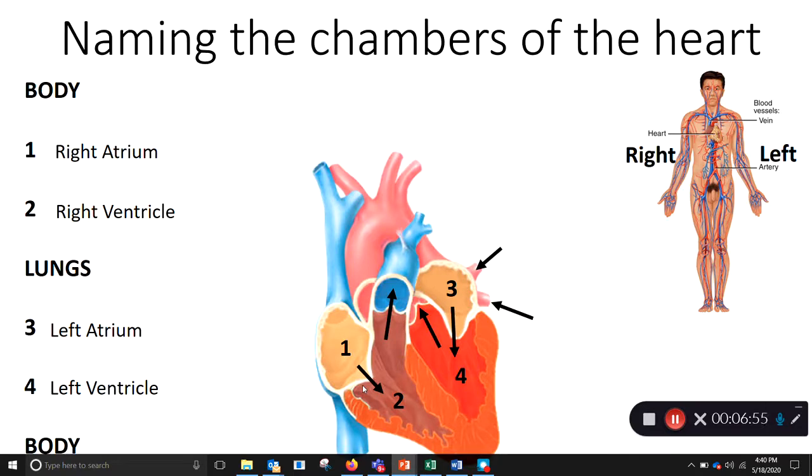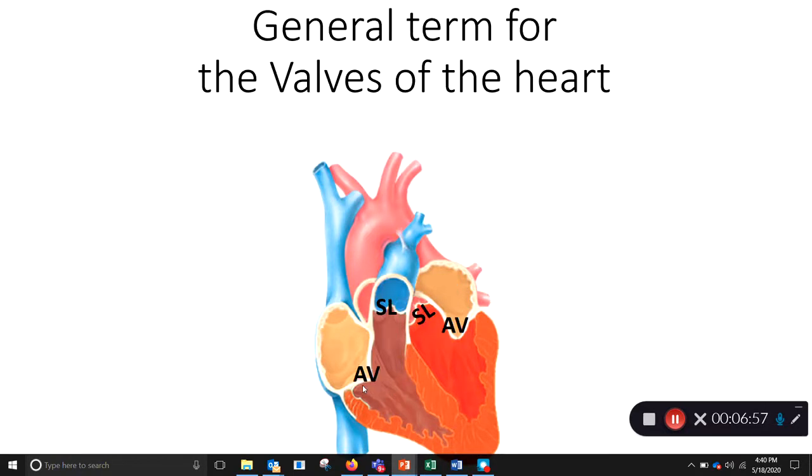Let's go ahead and add on some extra detail. We will be talking about the valves now. Notice that the two valves in between the atrium and the ventricles are labeled with an AV, while the valves at the top are labeled SL, and that is an abbreviation. AV stands for atrioventricular valve. It's a general term given to these valves.